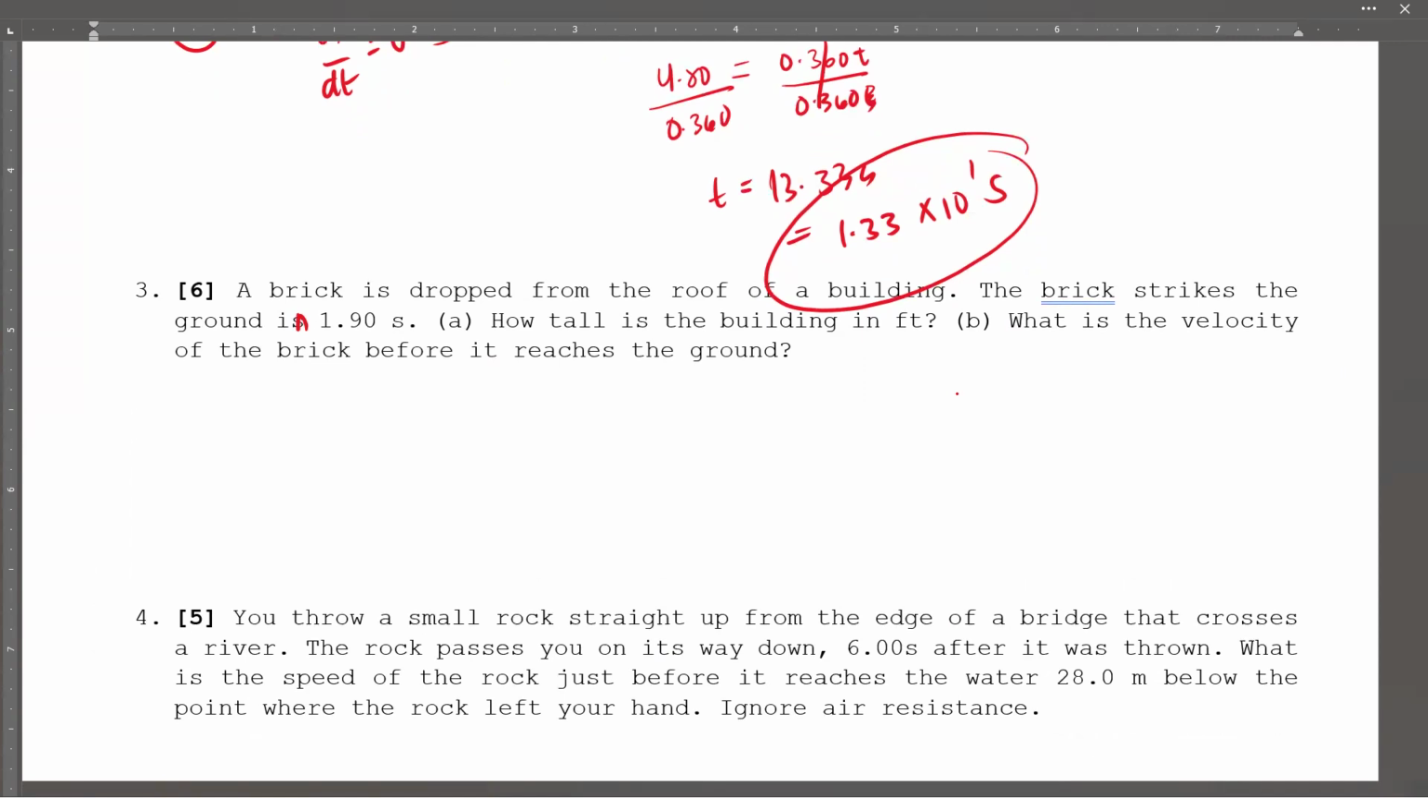Drop. So you have VOY is 0, and the total time until it falls is 1.90 seconds. We're looking for y, and we know that ay is negative 9.8 meter per second squared.